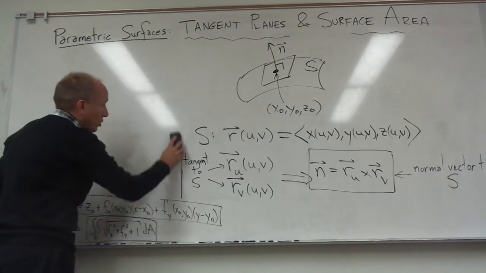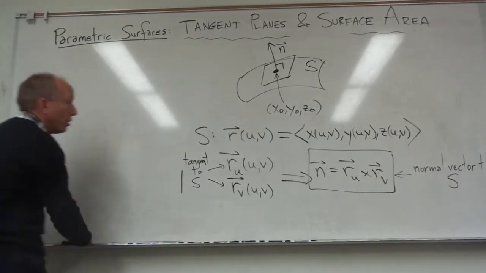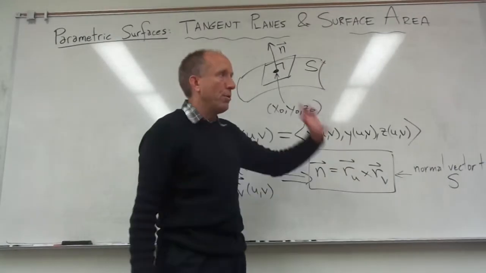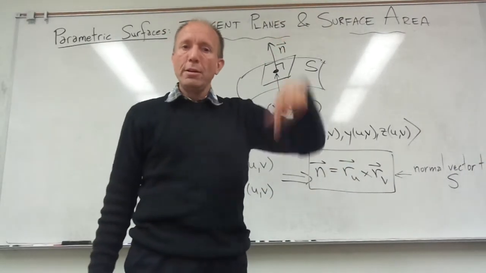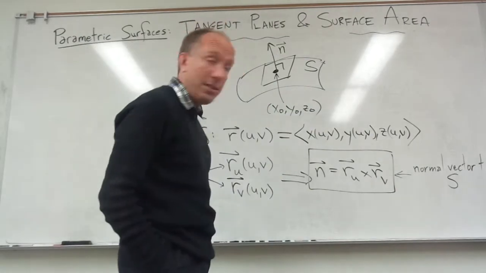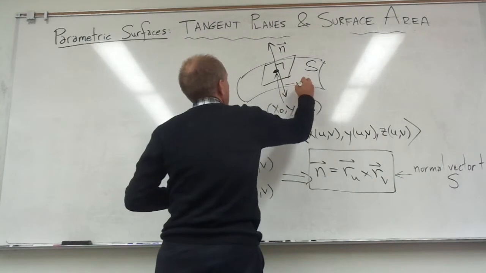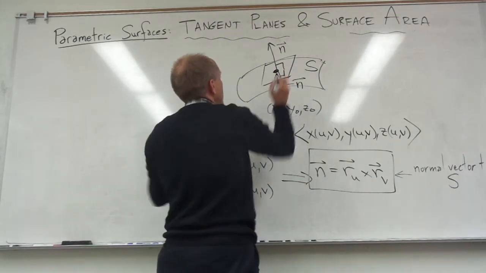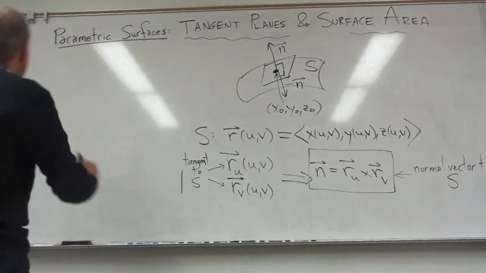In fact, you could even cross those vectors in the opposite order and you'd still have a normal vector. Remember that if you cross two vectors in the opposite order, it just changes the direction by 180 degrees. You'll still get a vector that's perpendicular to the surface. So it's a pretty simple idea. Let's do a quick example here.